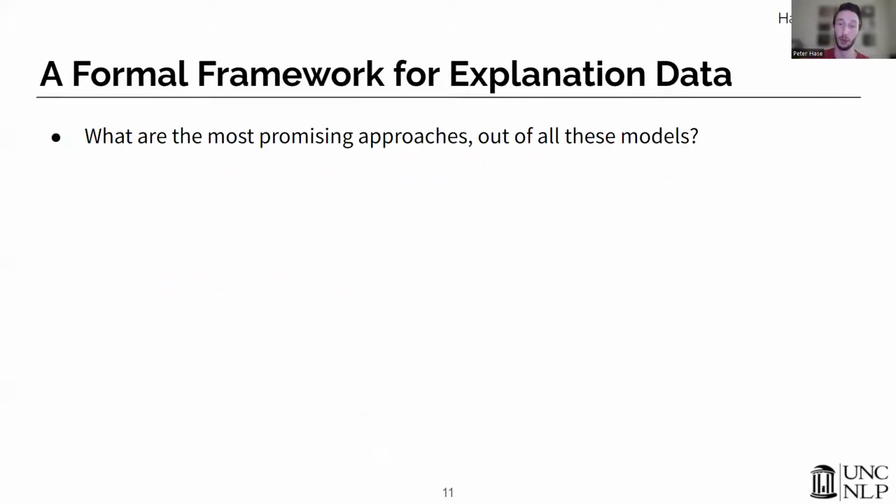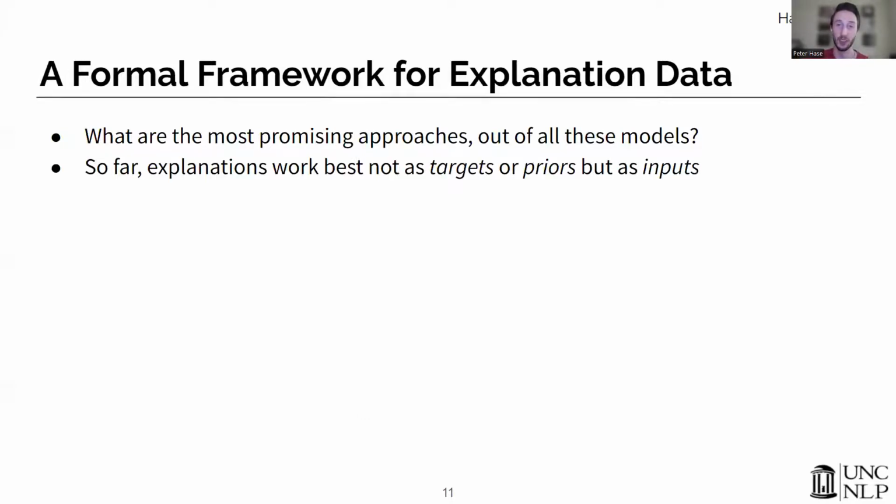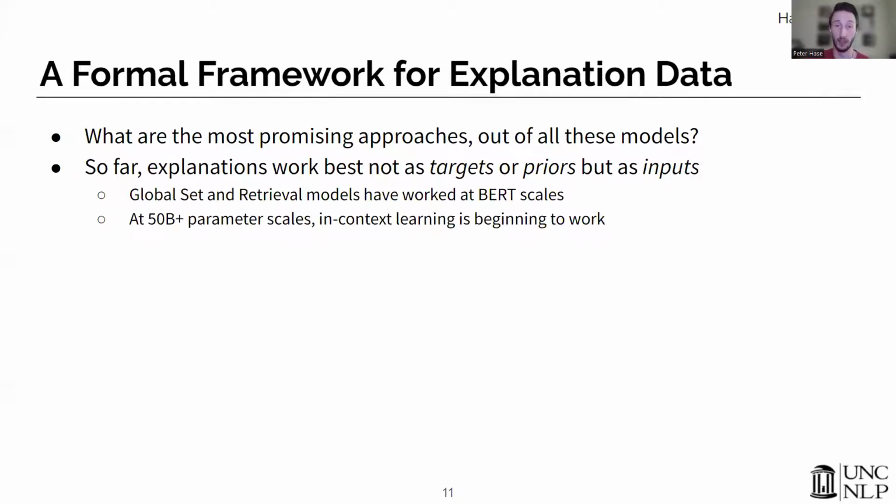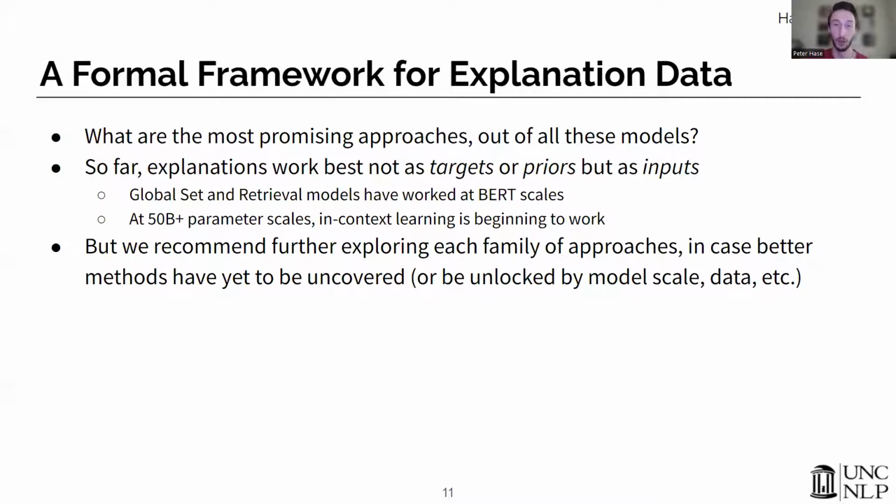Now that we've outlined the space of approaches, we can ask, which directions are the most promising? So far, we see that explanations work best not as targets or as priors, but as model inputs. The global set and retrieval models have worked well at BERT scales, while at model scales of 50 billion parameters or more, in-context learning is beginning to work with explanations. Overall, we recommend further exploring each family of approaches in case better methods have yet to be uncovered or yet to be unlocked by increasing model scale, available data, or other factors.